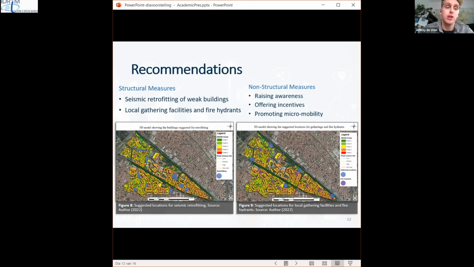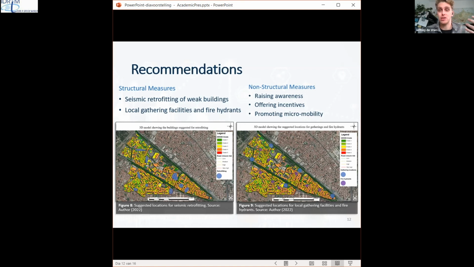Based on this research, I suggested 5 interventions, structural as well as non-structural measures. The first is to seismically retrofit weak buildings, and this can protect the people, their businesses, and prevent these road closures that I showed. The weak buildings that I suggest are pointed out here in blue, and these are buildings that have been determined to be damage prone, but have also shown to contribute a lot to these road closures. So in order to make the functionality of the traffic control more resilient, these are the ones that should be strengthened.